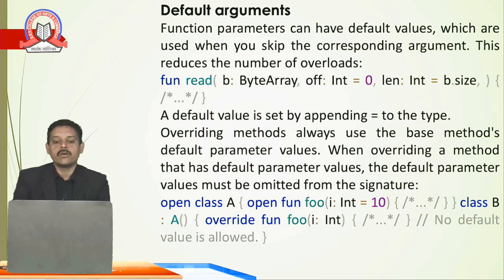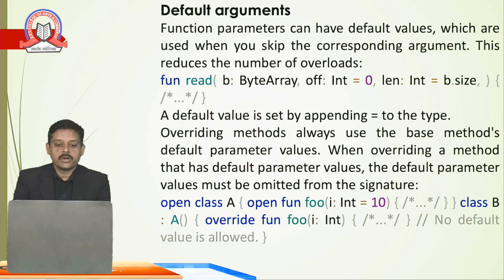So here we have one example. We have created a function read. In that we have created three arguments: b, that is a byte array; off, that is an integer which contains a default value 0, so int equal to 0 gives a default value 0 to off. And then len also contains a default value of b. So whatever we have written in b, it will give the size to that len.